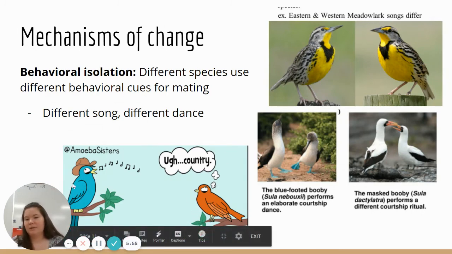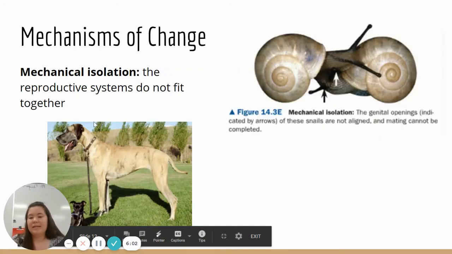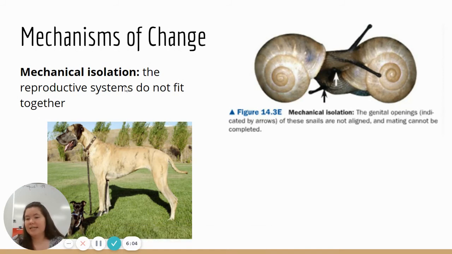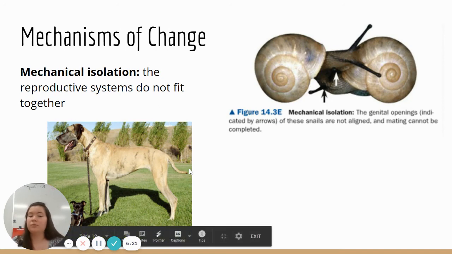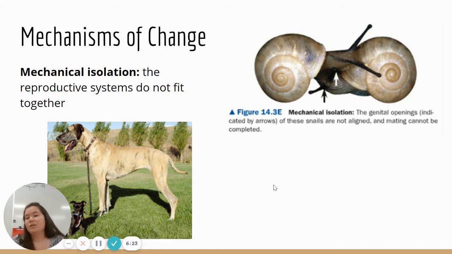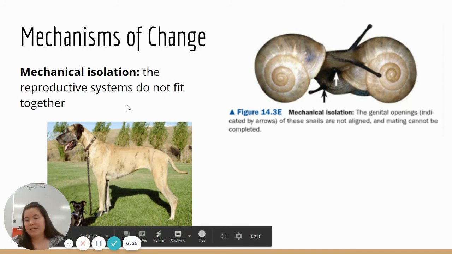This is kind of a cute representation from the Amoeba Sisters to show the behavioral isolation difference. The last type of isolation we're going to talk about is mechanical isolation. So the reproductive systems don't fit together. They're in the same area, they're breeding at the same time, they have the same cues to tell each other to breed, but they literally cannot breed together because their reproductive systems don't fit together. Okay? So this is the last type of reproductive isolation that'll lead to a new species.